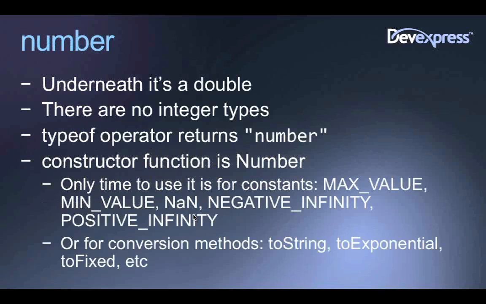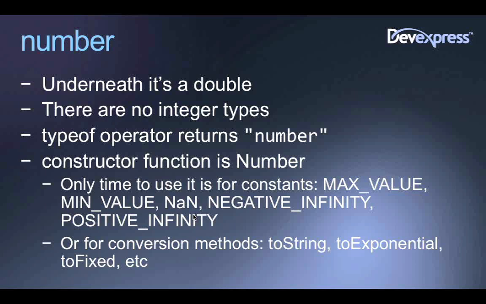The type number. Now in C# we have a plethora of different numeric types. We all use int, we all use double, we sometimes may use byte or something like that, but there are lots of different number types or numeric types. In JavaScript there is just one. The type is number, and underneath it's a double. There are no integer types in JavaScript.